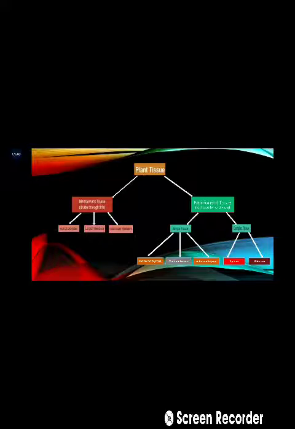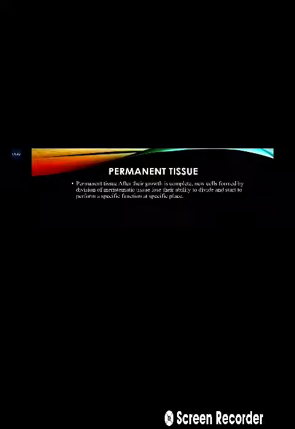So let us look into details of permanent tissues. Now, basically, what is permanent tissue? These tissues complete their growth, and they divide and differentiate into specific cell types to perform a specific function. The cells in permanent tissue lose their ability to divide further and acquire a specific shape and perform a specific function.